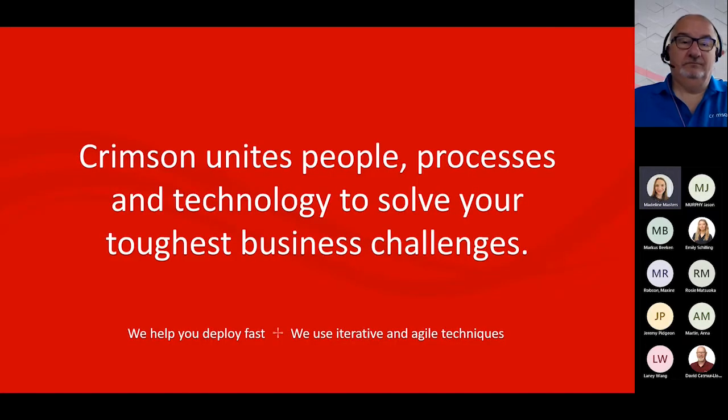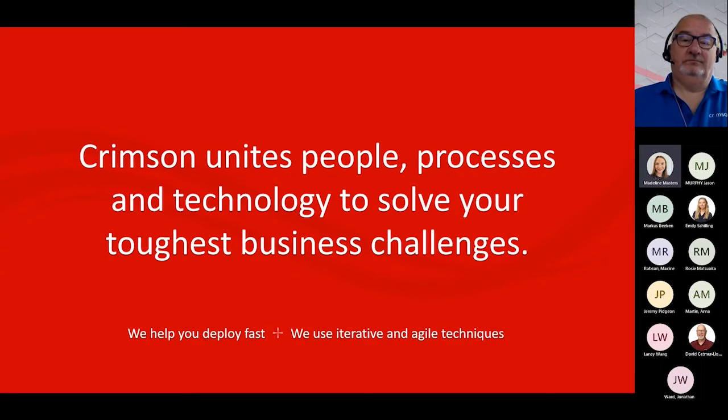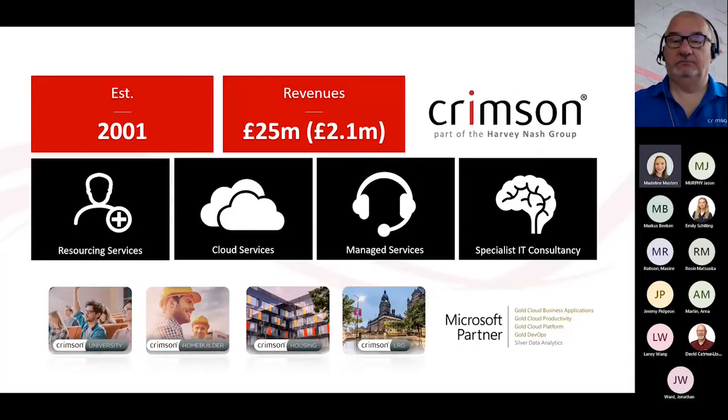Just a bit of background about Crimson. Our main goal and mission statement is to unite people, processes and technology to solve your toughest business challenges. And that's something that we really try and champion in all our engagements with our customers, as we know that through delivering that iterative, agile technique, you can see that value quicker, but also it helps to often validate business cases and improve user adoption by seeing the change that is happening across the business.